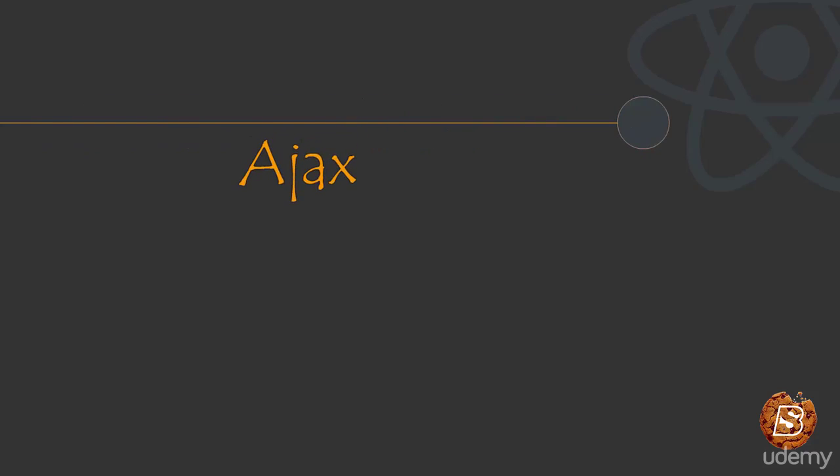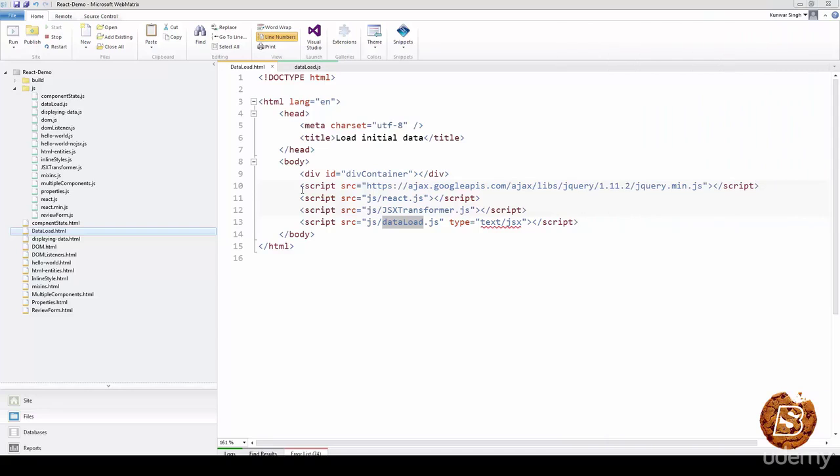So we'll see how we can load initial data using jQuery and React.js. We have included the Google CDN jQuery URL over here, and then we have React.js and JSX transformer.js. Then we have our script file dataload.js.